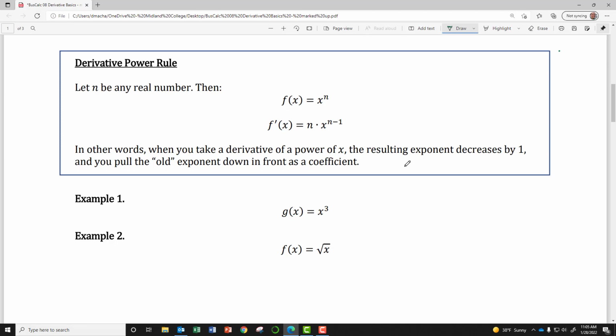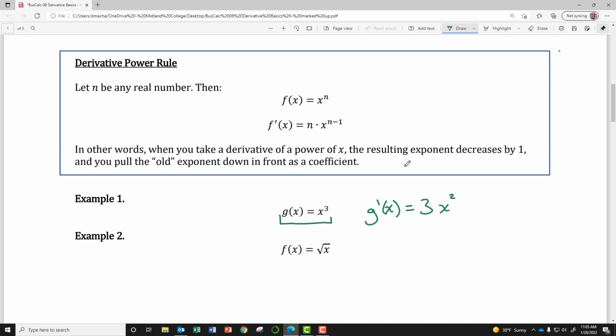So in other words, whenever you see x to some power, you're going to pull down that exponent in front, so the exponent becomes a coefficient, and x is going to get a new exponent, which is just 1 less than the previous exponent. So some examples really help illustrate this. If I let g of x be x cubed, then g prime of x will be 3x squared.